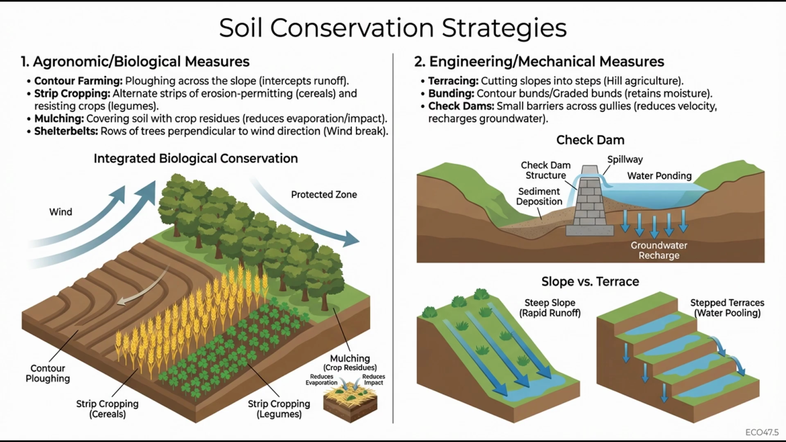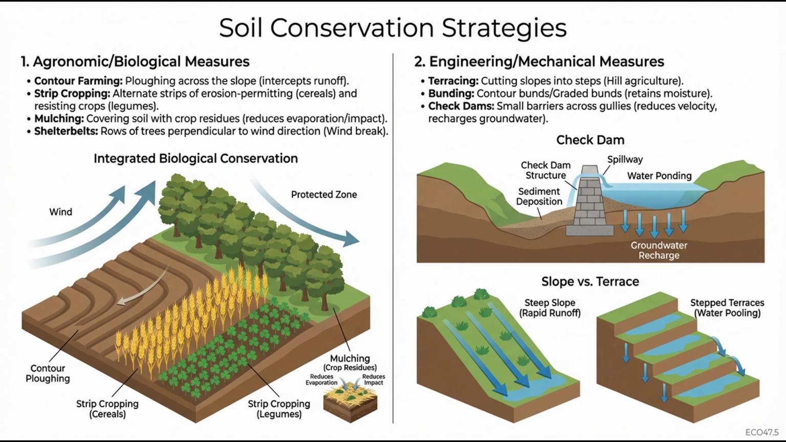Samajh aaya? Mulching is another vital practice shown in the diagram. By covering the bare soil with crop residues or straw, we prevent direct evaporation and, more importantly, cushion the soil against the impact of splash erosion. For wind erosion, we use shelter belts, rows of trees planted perpendicular to the wind direction to break the wind's velocity. However, when the slope is steep or the erosion is severe, biological measures are insufficient.